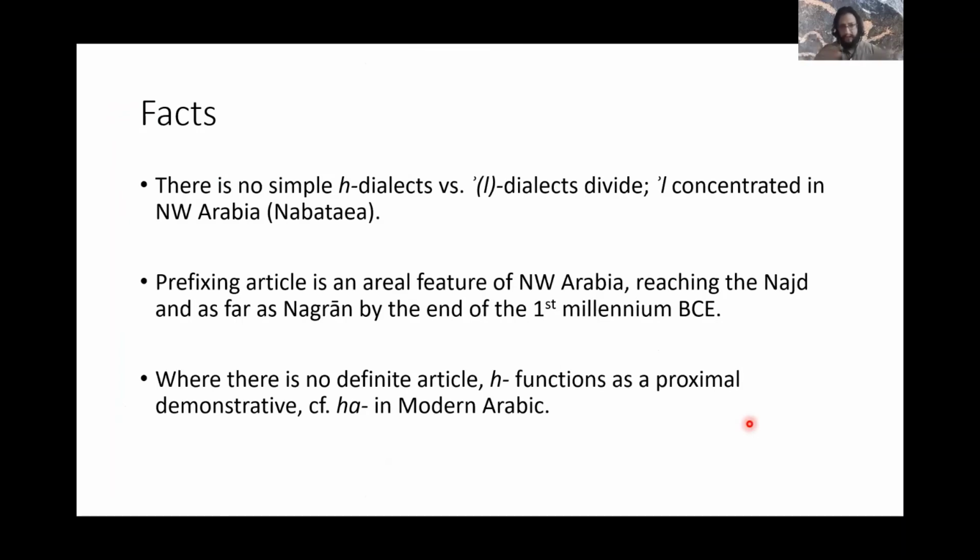There is no al divide, but we can say that al is concentrated in Northwest Arabia. Indeed, al is the article form that's used by the Nabateans, right? This is the article form that we get in most of their onomasticon. Usually they're writing in Aramaic, but when they do produce an Arabic text, they use the al dialect, okay?